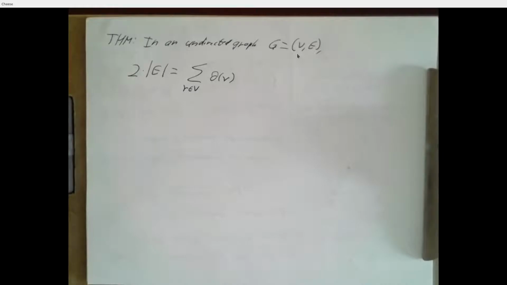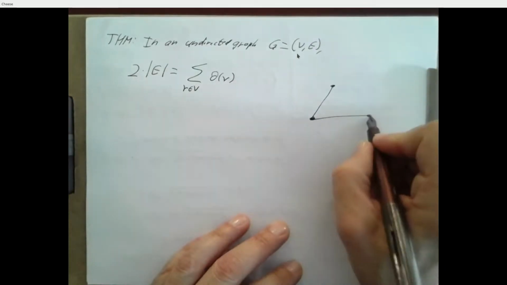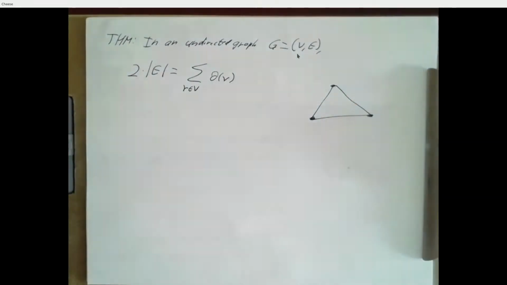Does that change with the directed graph? Yeah, it gets a little prettier with a directed graph. And we'll do that shortly. So there's a graph, 3 edges. What's the degree of each vertex? 2, so the sum of the degrees will be 6. 2 times 3 is 6. So far, so good.